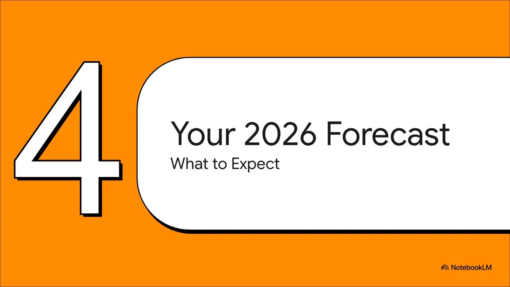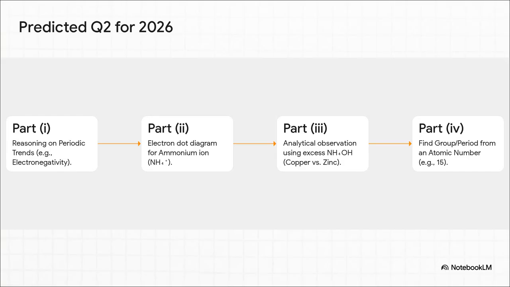All right, we've looked at the past, we've spotted the patterns, now it's time for the main event. Based on all this data and the latest specimen paper, what can we confidently predict for the upcoming 2026 exam? Let's take a look. So here it is, our data-driven forecast. We're predicting a 4-part question. First, a reasoning question on periodic trends. Next, and this is a big one, an electron dot diagram for the ammonium ion.